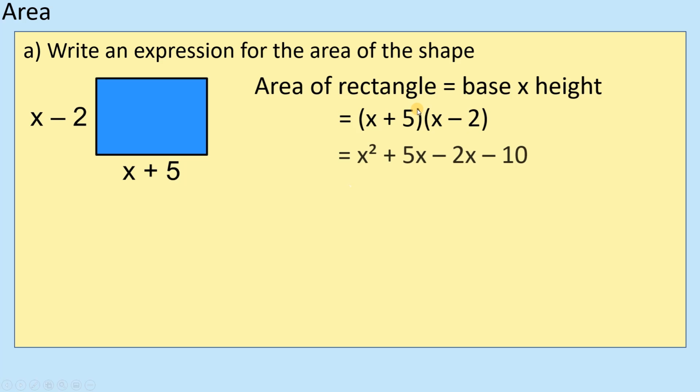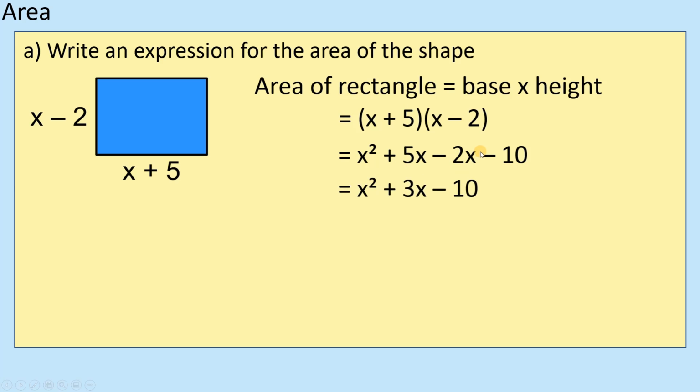But it might be they ask you to expand it. So we're going to use our skills of expanding double brackets. And again, if you're not quite sure how to do that, please look at the lesson on expanding double brackets. So you've got x squared, 5x, and then minus 2x for that one, and then minus 10 for those two, which gives you that. And simplifying it, x squared plus 3x, because 5x take away 2x is 3x, minus 10.